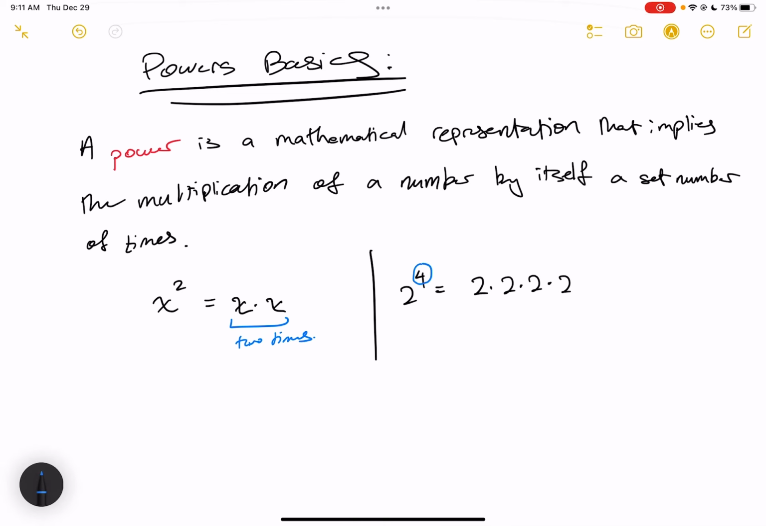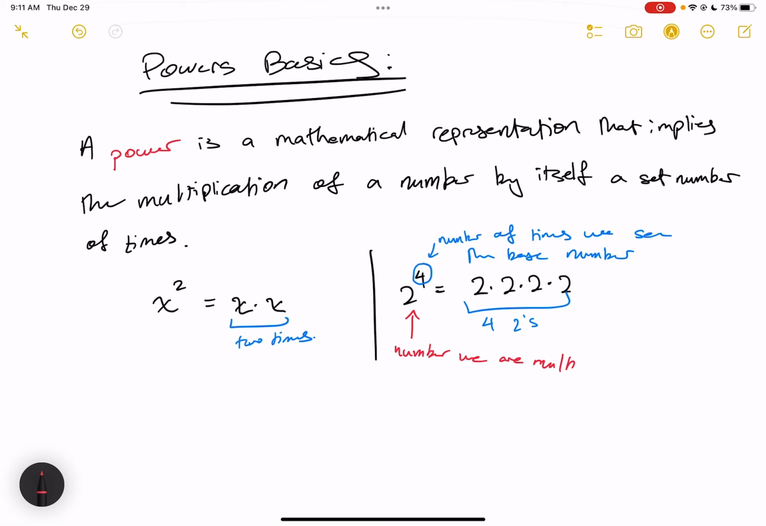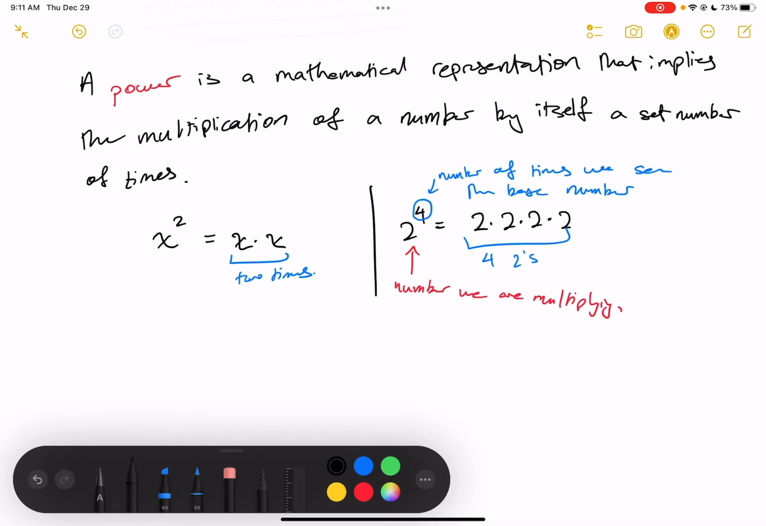Notice the pattern between this 4 over here and the number of 2s that we see over here. These are 4 2s. So this number here is always the number of times we see the base number, while the number that's on the bottom, the not tiny one in this case, is always the number we are multiplying. And we could go on forever with plenty of examples about this.